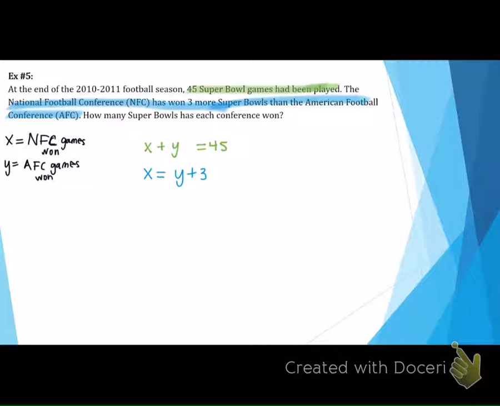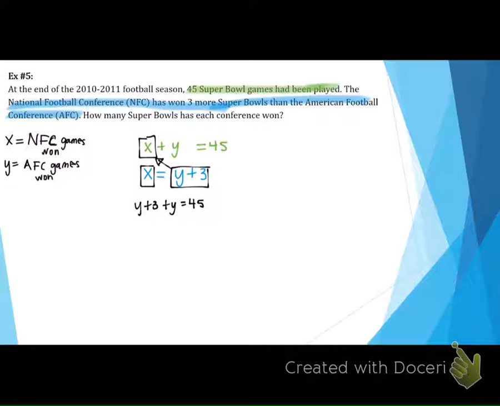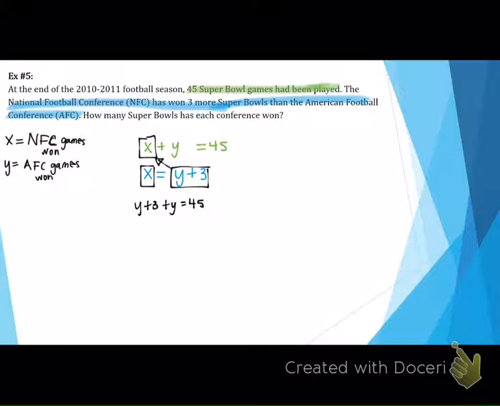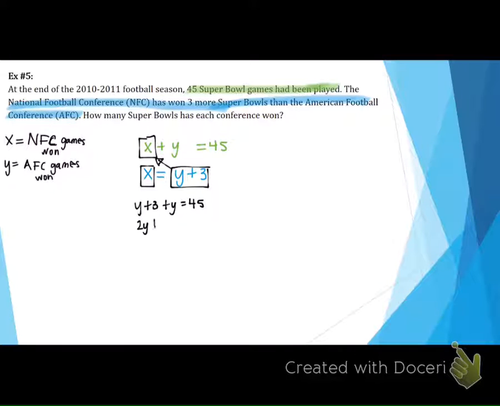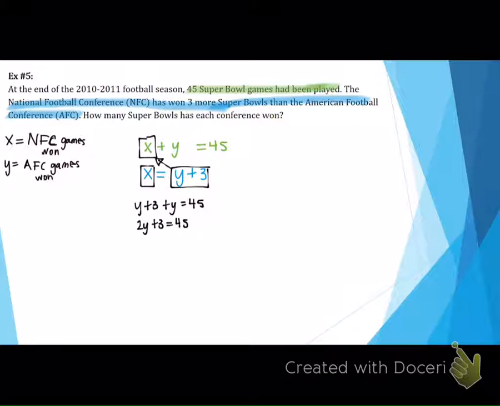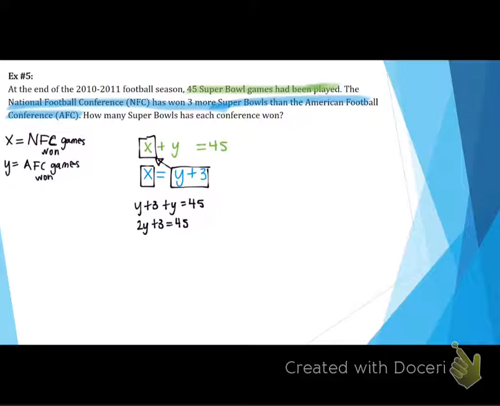So x is already isolated, so we can take what x is equal to and replace it in the other equation. I want you to attempt to define your variables and attempt to write the 2 equations no matter what, okay? That's really what I'm asking for.